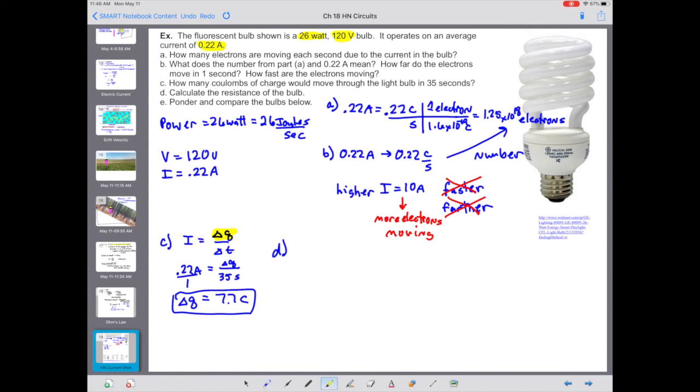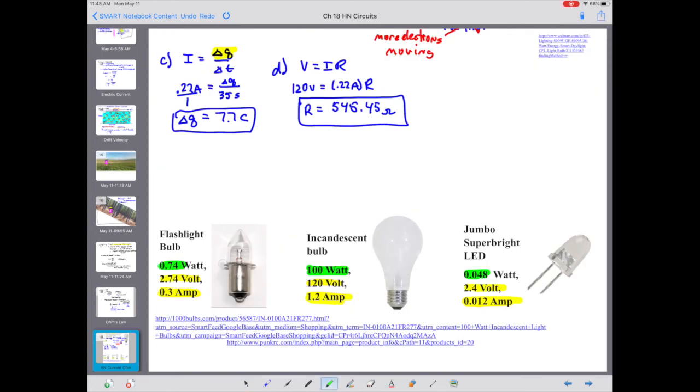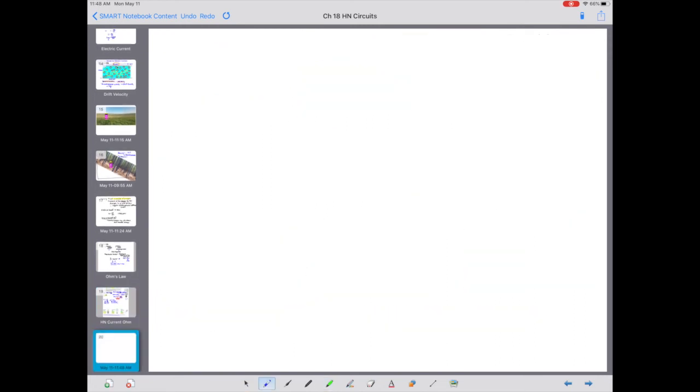Part D. Calculate the resistance of the bulb. Knowing our voltage and knowing our current, we're able to use Ohm's law for this. V is equal to I times R. For V, we put 120 volts in. I is 0.22 amps. And then our resistance is the unknown. So when we divide, we will get a resistance of 545.45 ohms.